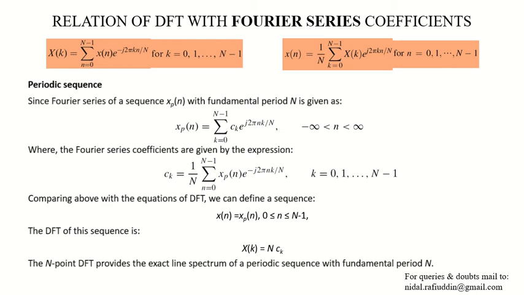So the N point DFT provides the exact line spectrum of a periodic sequence with fundamental period N. If you remember the Fourier series that you learned in the past, we talked about the line and phase spectrum of c_k. So there exists a line spectrum of c_k, or in other terms an amplitude versus frequency curve. So by this relation we conclude that the DFT with N points is the exact line spectrum of c_k, or the periodic sequence with fundamental period N.